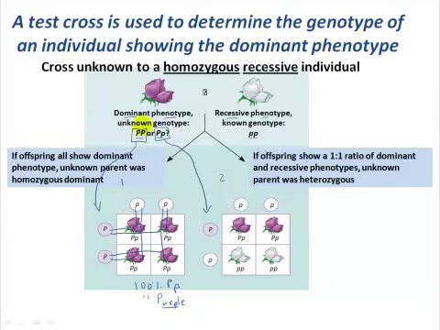So if our unknown purple flowered plant was homozygous dominant for the purple flower allele, then we would expect to see 100% of the offspring produced in this cross showing the purple flower color trait.